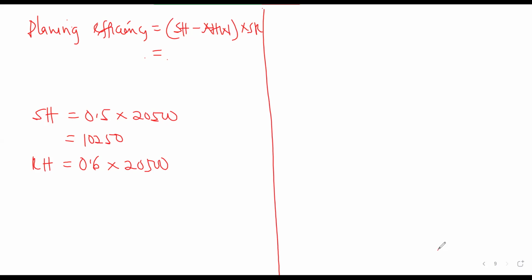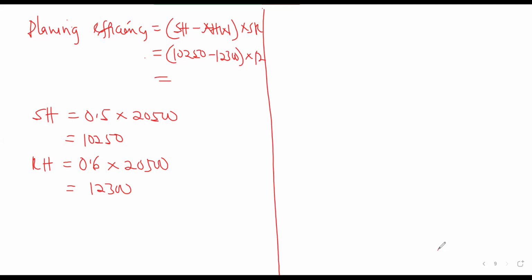$12,300. Okay, we're having 12,300 hours. So let's calculate our rates now. Our standard hour will be 10,250 minus 12,300 multiplied by the standard rate of 12. Is that correct? Yes. The rate will still be the standard rate, which is the 12, but the hours that we'll be using will be different.